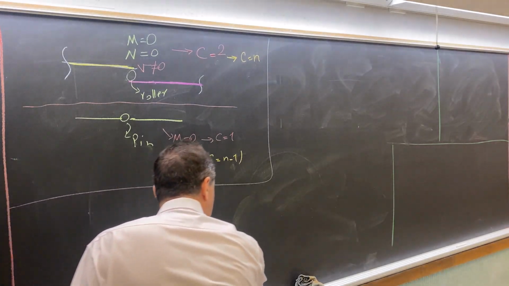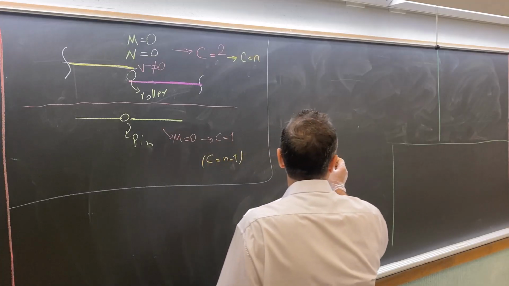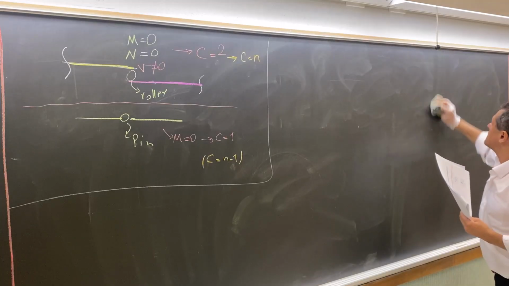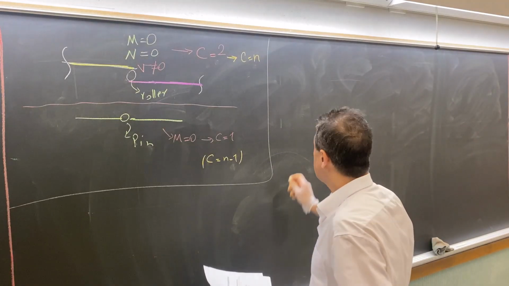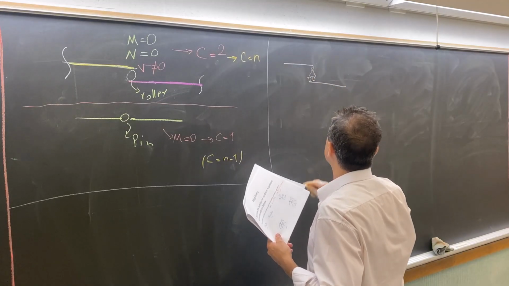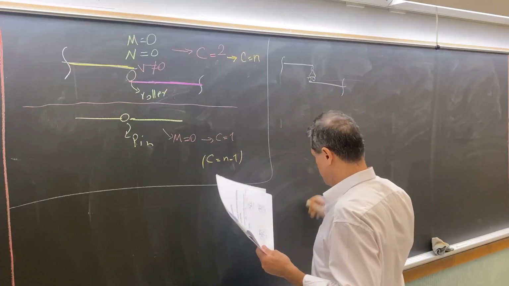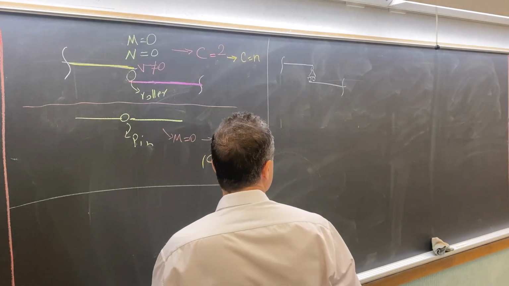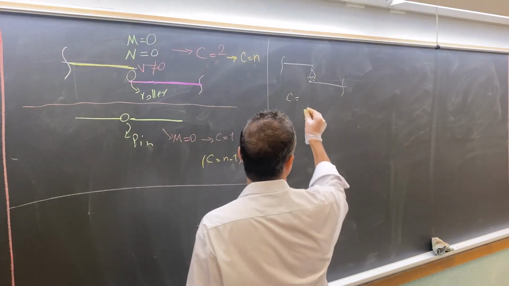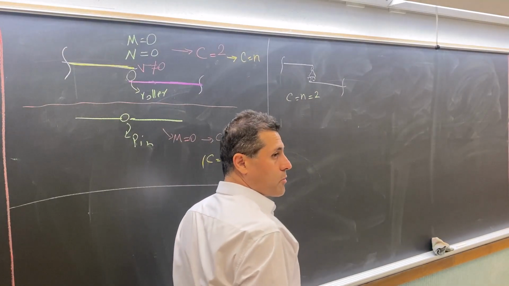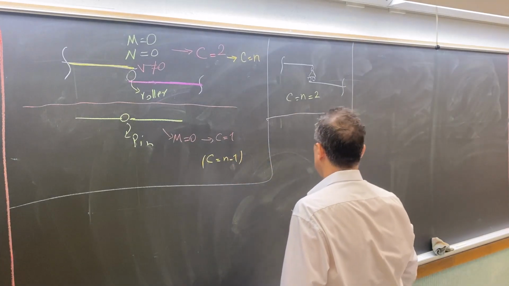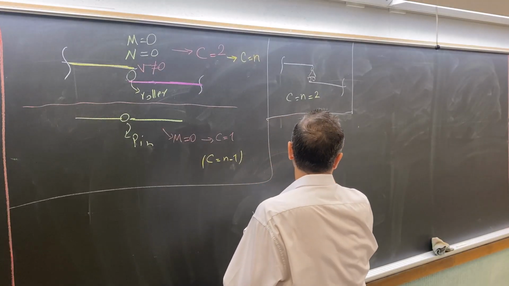So let's look at one problem. The simple problem, for example, we have one element sitting on another element using a roller support. So how much is C? C is equal to, yes, 2. Number of elements is 2, so C is 2.